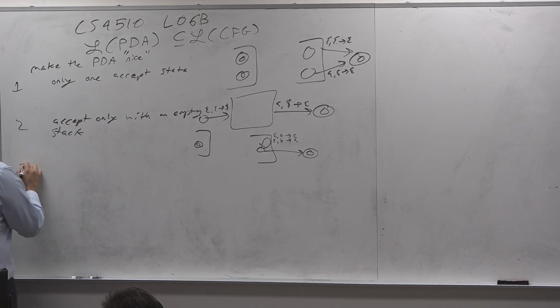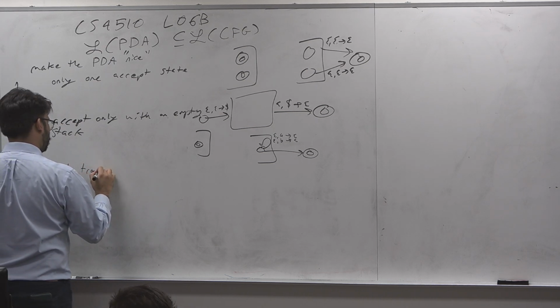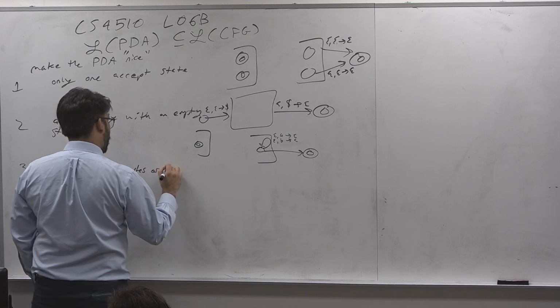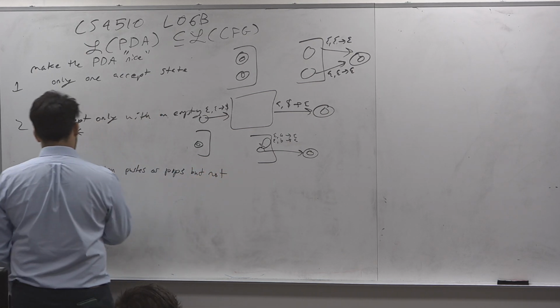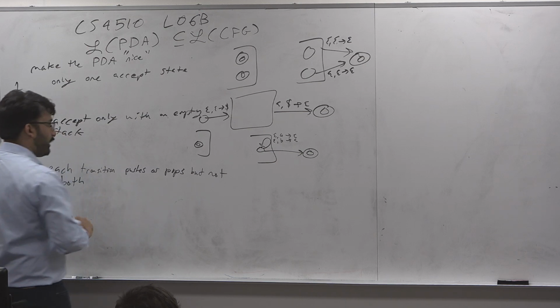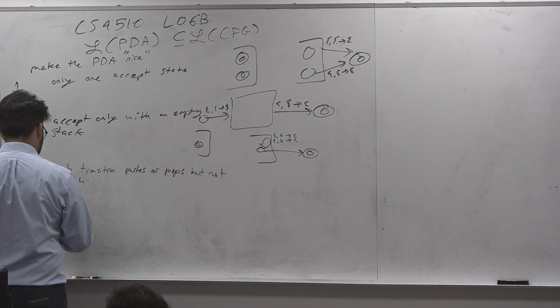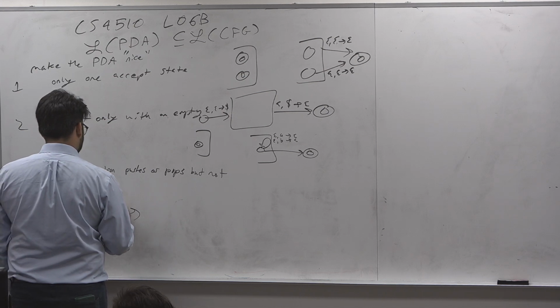Three, each transition pushes or pops, but not both. How can I modify the PDA to ensure this property is true? Any transition that does both, you break up into two that have epsilons. Precisely. So, read an A, pop a B, push a C, let's say.